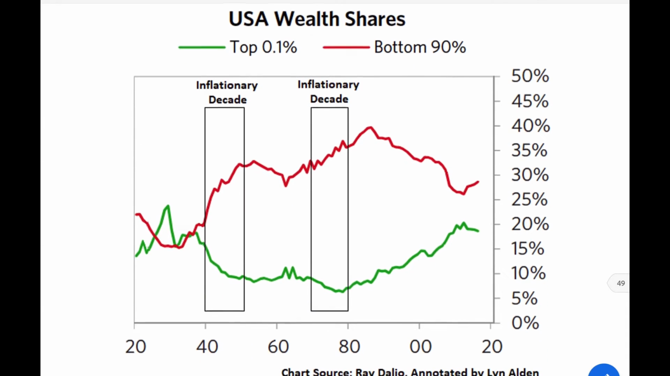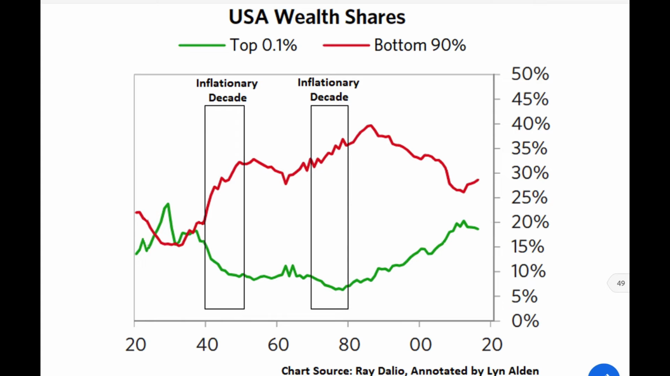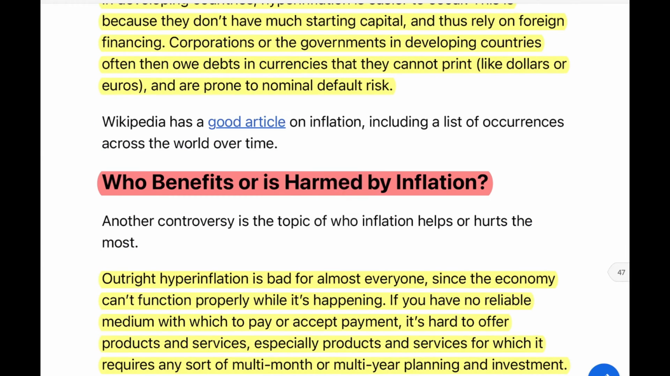So you can see what happened. Here's a chart with the top 0.1% and the bottom 90%, and you can see what happened there.